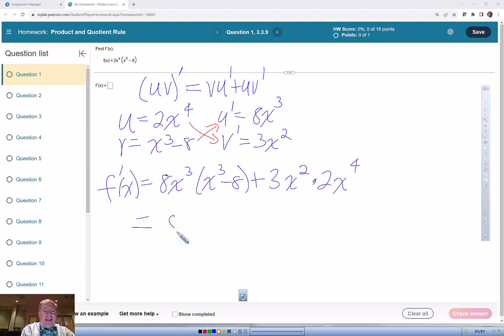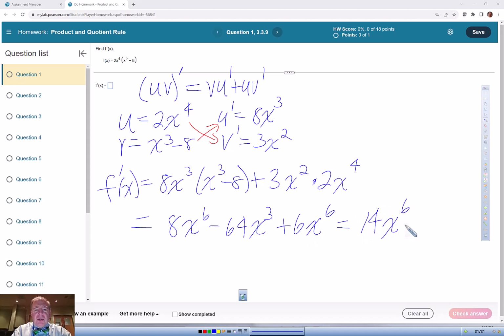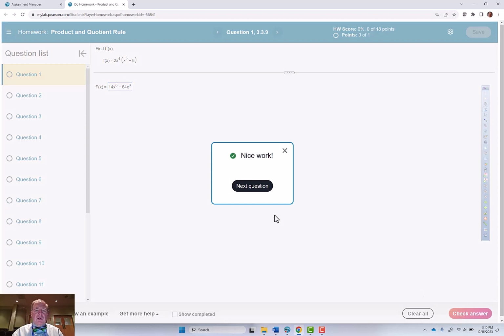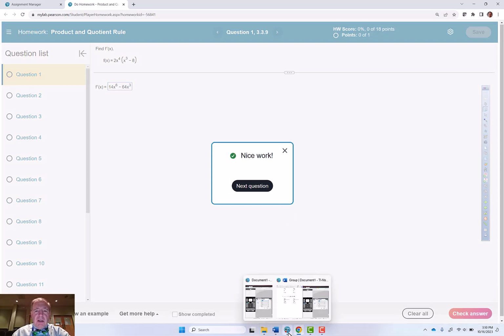Distributing in here, we get 8x to the sixth minus 64x cubed plus 6x to the sixth. So that's going to give me, collecting like terms, 14x to the sixth minus 64x cubed. So we'll go check that answer. 14x to the power of 6, then minus 64x cubed. Check answer. Now, could we have done that in the calculator?